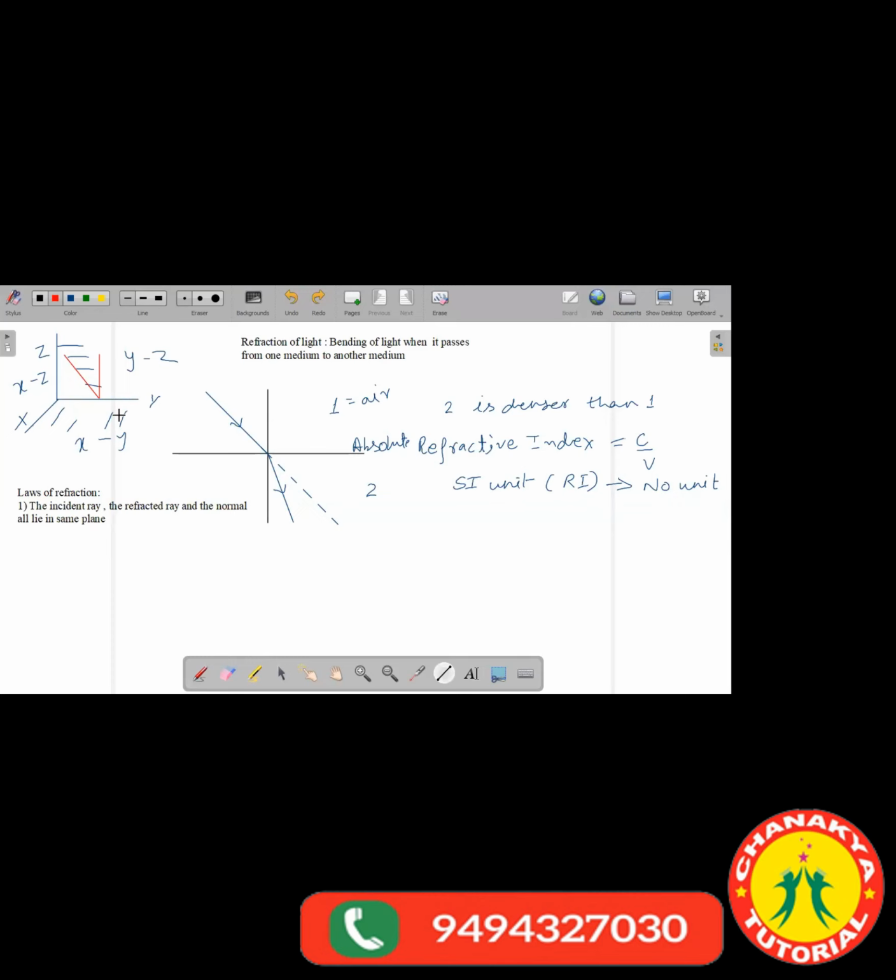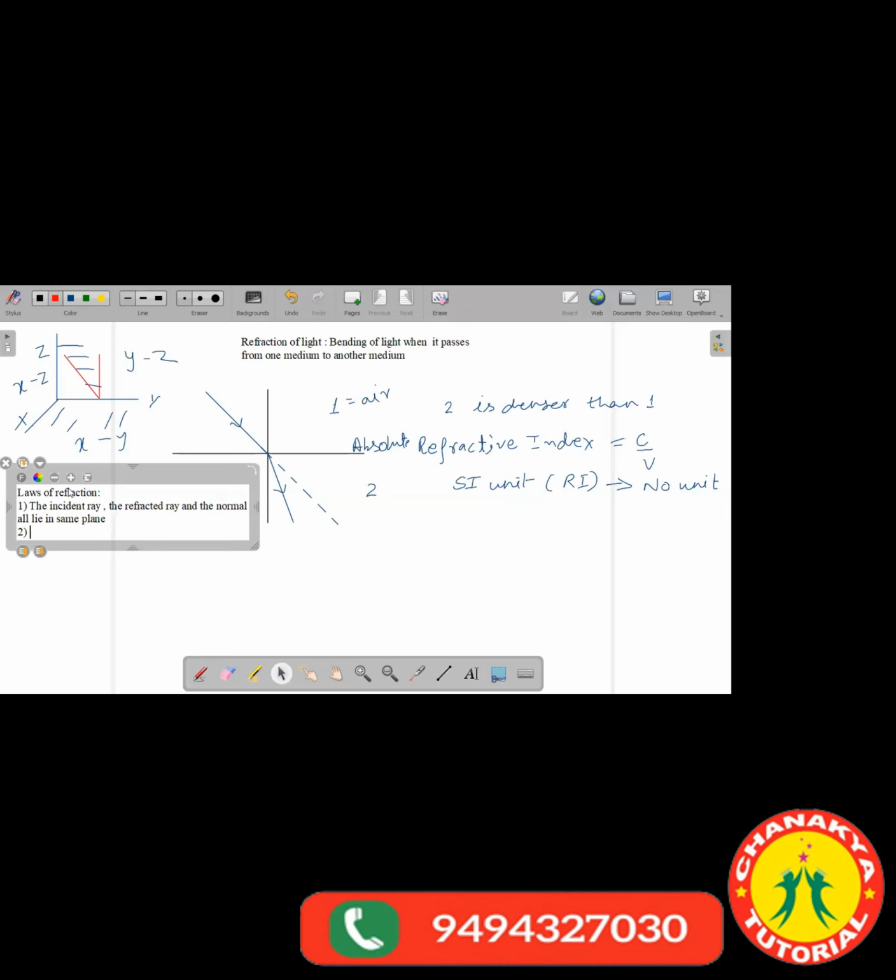So this is your first rule, that the incident ray, the refracted ray, and the normal all lie in the same plane. Now the second rule is very important here, as it's not the same as the angle of incidence being equal to the angle of reflection. Here there is no reflection, it's refraction. And we can clearly observe that the angle of incidence is not equal to the angle of refraction.